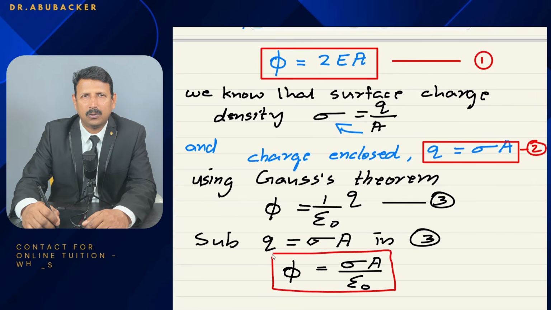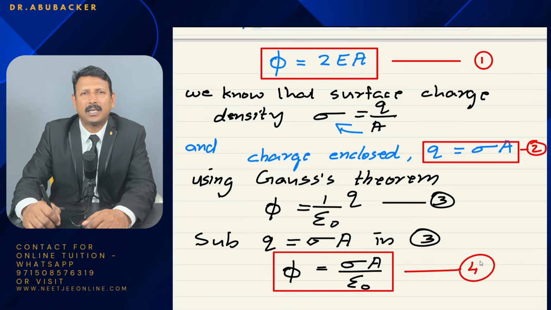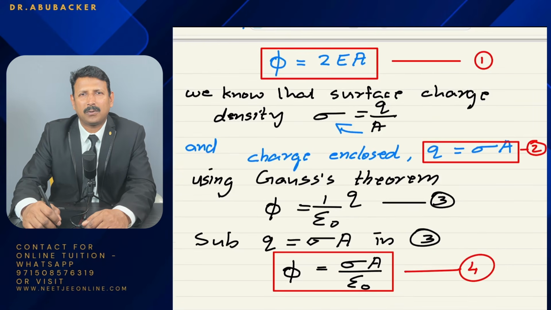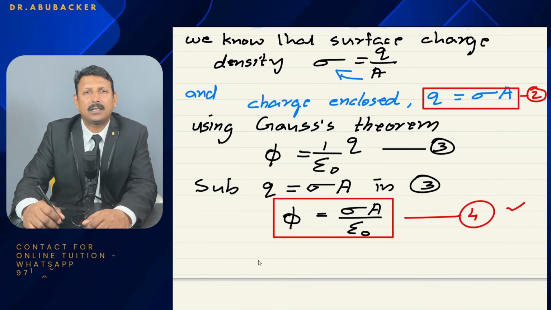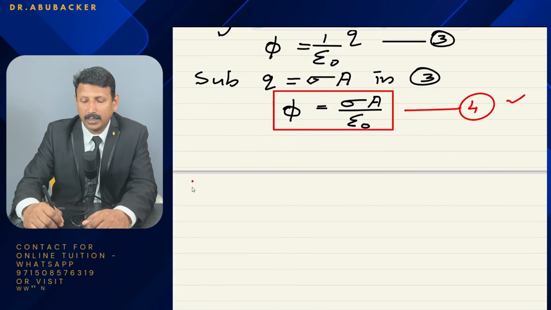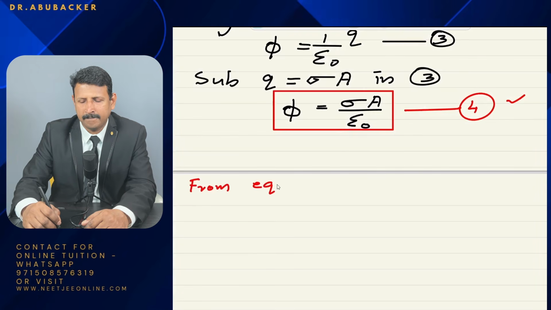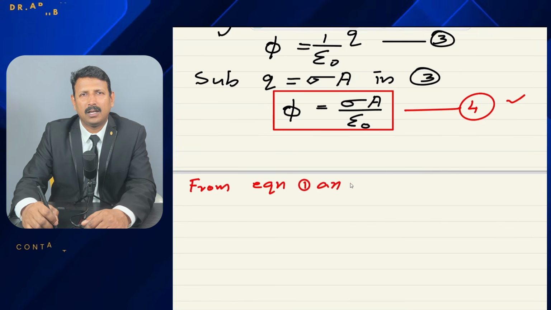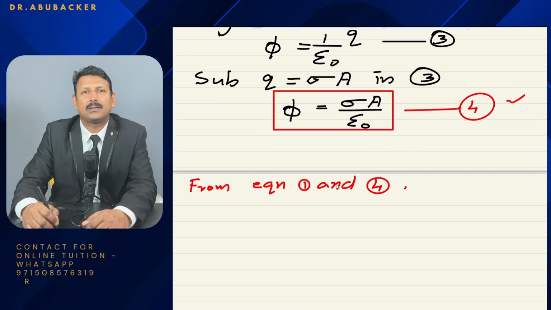Now look above, there is equation number 1, phi is equal to 2EA. Here we have another equation, phi is equal to sigma A by epsilon 0. Can we do a comparison now between equations 1 and 2? Possible, right? Because the LHS are the same, we compare the RHS. From there we will find what E is equal to. You understood the method: we compare the RHS because the LHS of these two equations are the same.